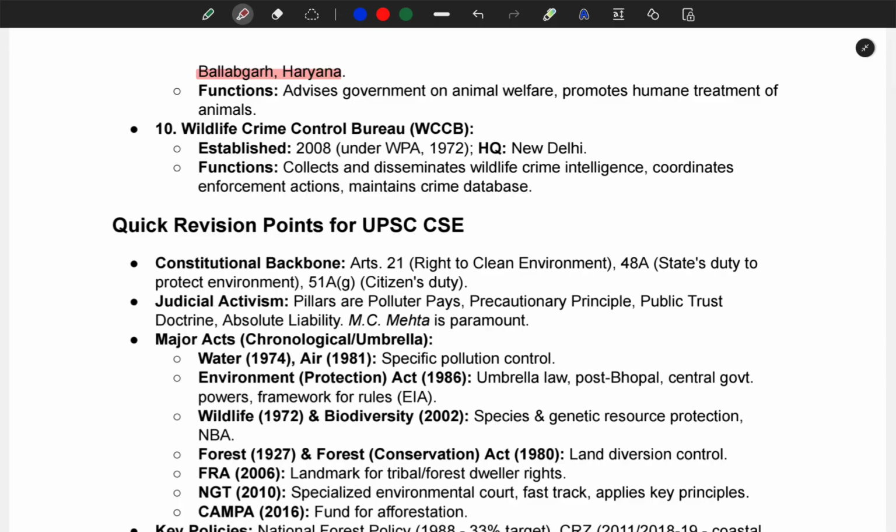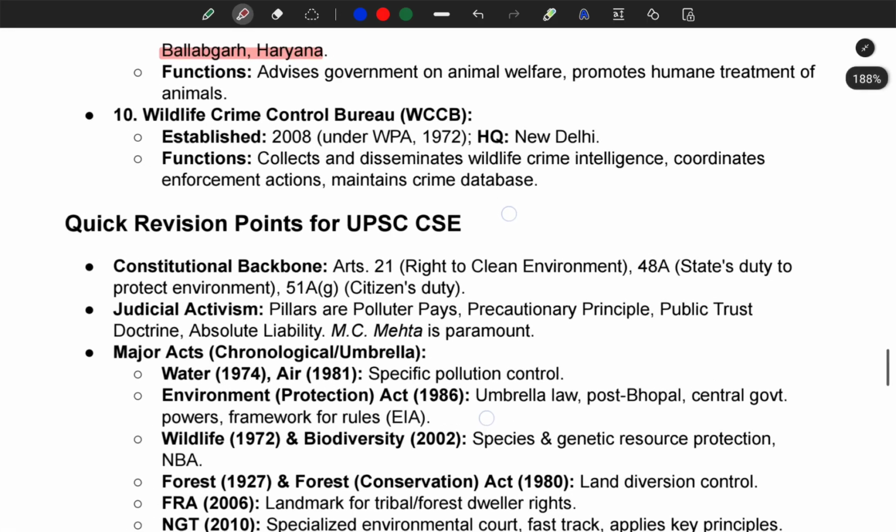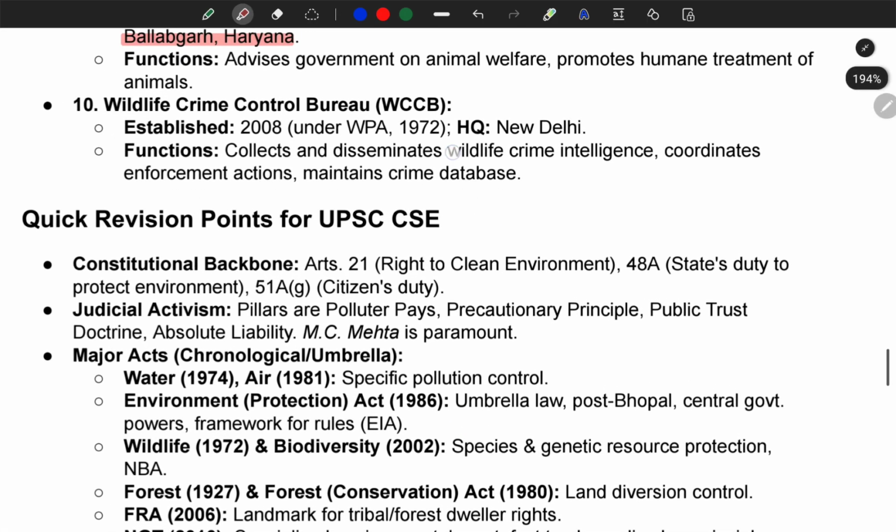Wildlife Crime Control Bureau, WCCB. Established in the year 2008 under WPA 1972, headquarters New Delhi. Functions: collects and disseminates wildlife crime intelligence, coordinates enforcement actions, maintains crime database.